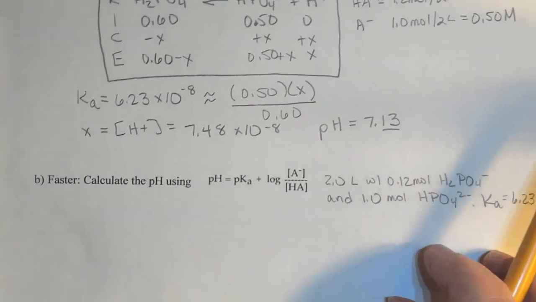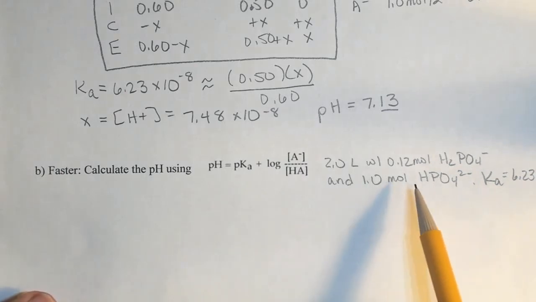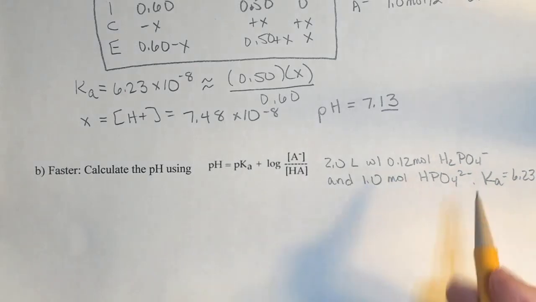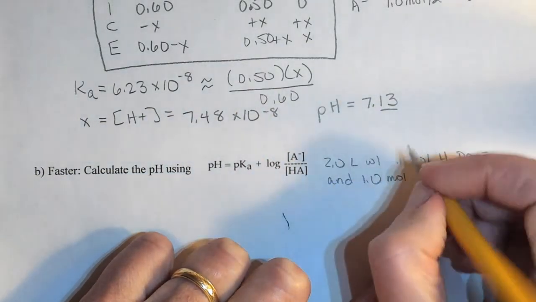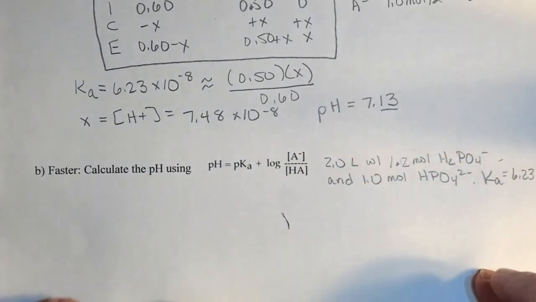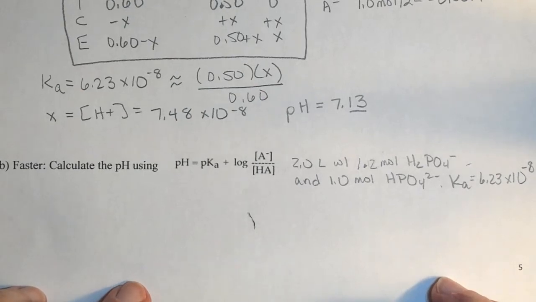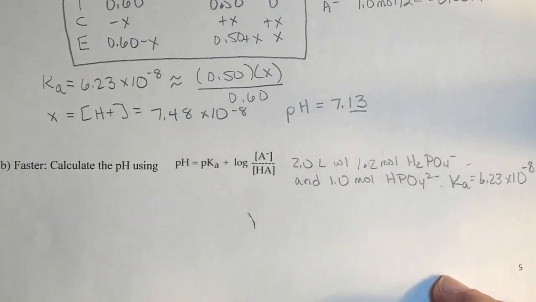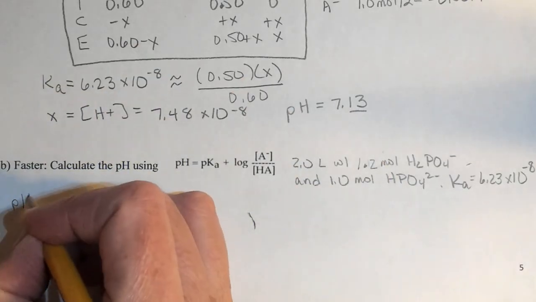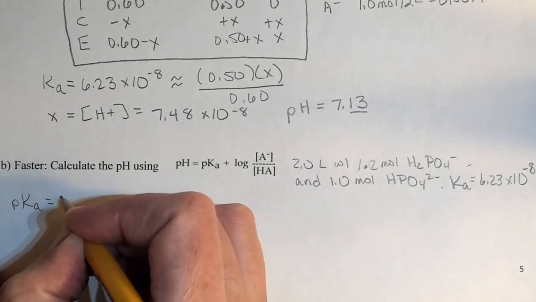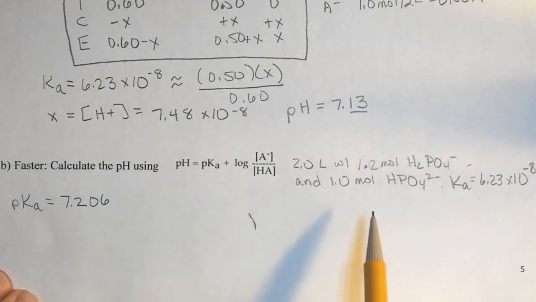Okay, so let's try instead using the Henderson-Hasselbalch equation. So we have 2 liters with 1.2 moles of the H2PO4 minus and 1 mole of the HPO4 2 minus. We have our Ka equaling 6.23 times 10 to the negative 8th. So we need to figure out our pKa. pKa is going to be equal to 7.206. Okay, so I did that just by taking the negative log of the Ka value.